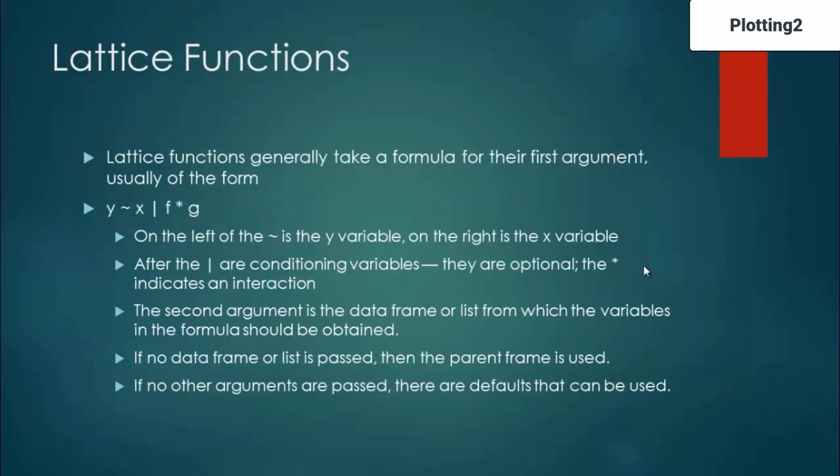Lattice functions generally take a formula for their first argument, usually of the form y ~ x | f * g. On the left of the tilde symbol is the y variable, and on the right is the x variable. After the vertical bar are the conditioning variables. They are optional, and the star defines the interaction between f and g.